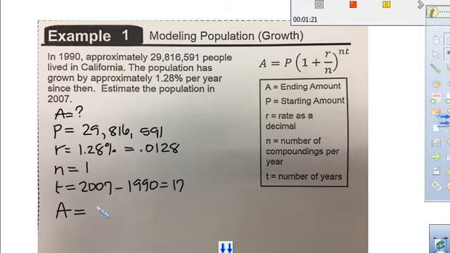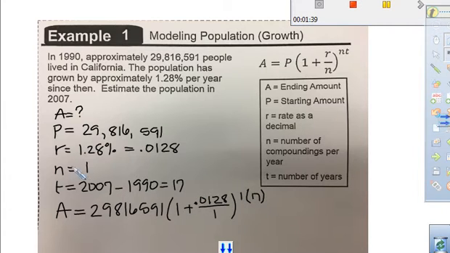A equals the 29 million times 1 plus my rate, which was 0.0128 over 1, to the 1 times 17. Now you'll notice that when the N is equal to 1, you can almost ignore the N terms, but for your purposes today, I'm going to go ahead and leave it in there just to help you.